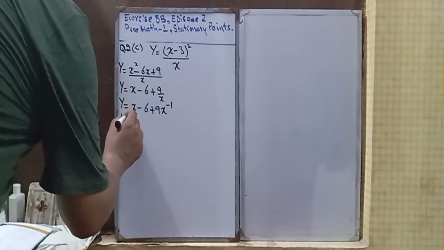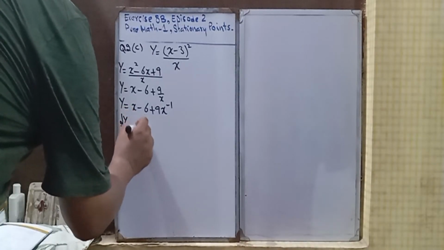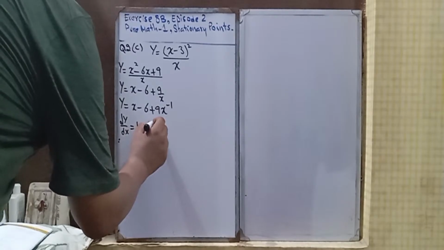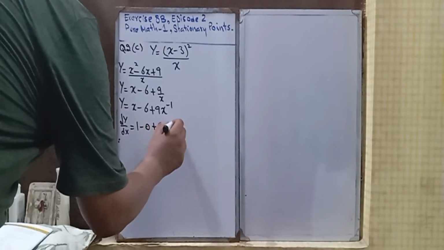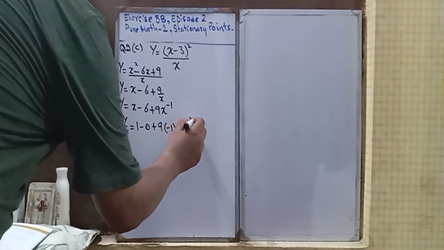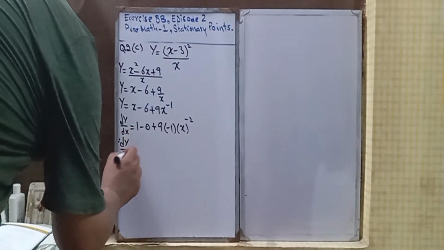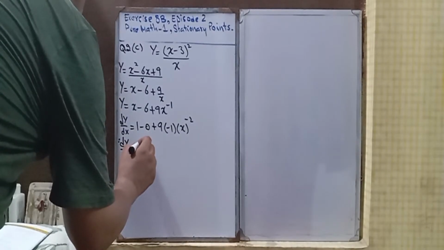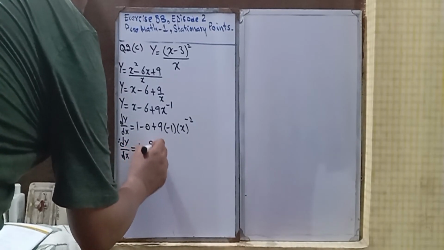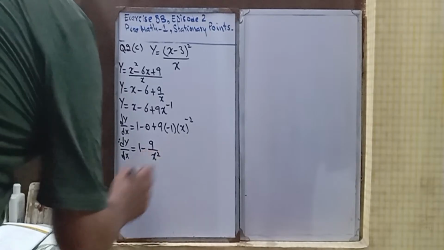So dy by dx will be equal to 1 minus 0 plus 9 into minus 1 into x raised to power minus 2. So my dy by dx will be equal to 1 minus 9 divided by x square.